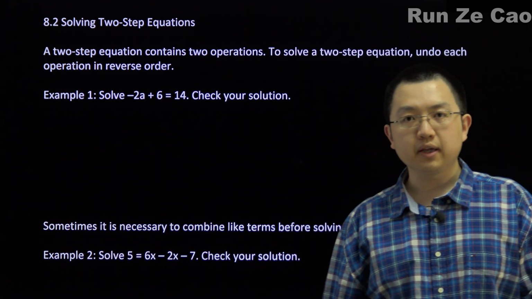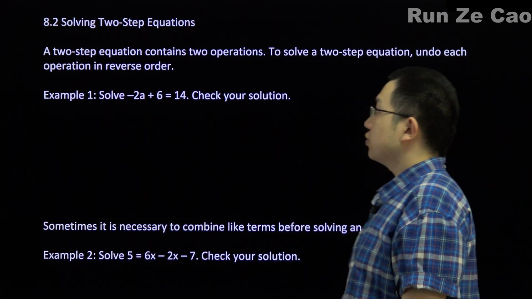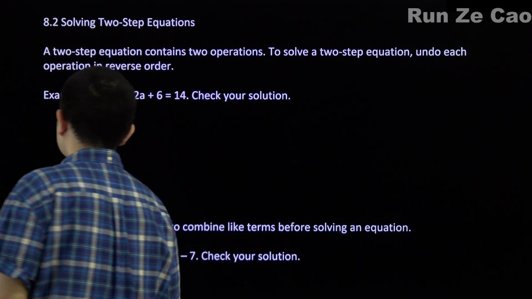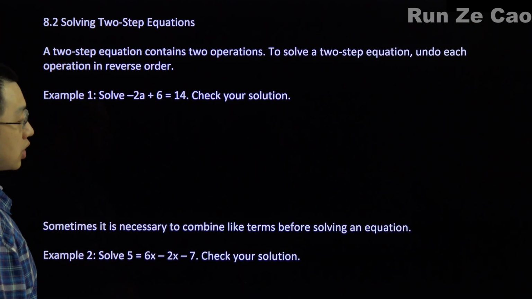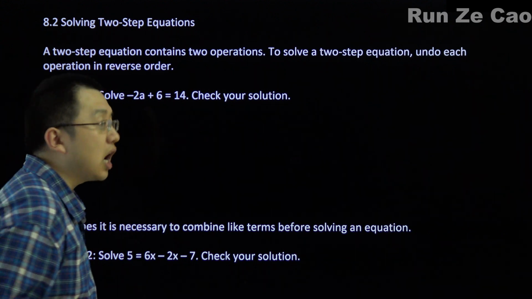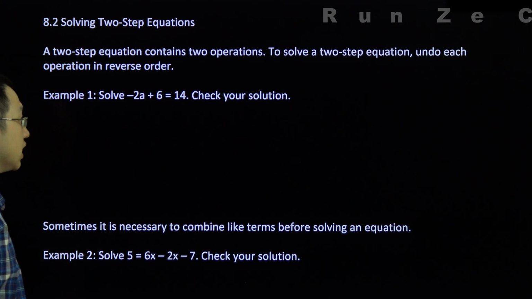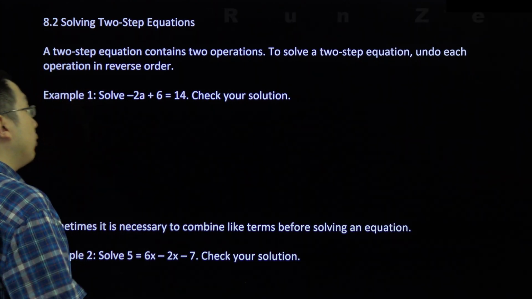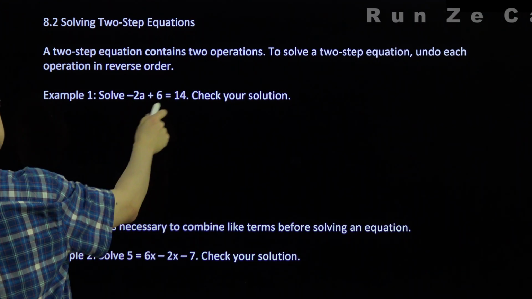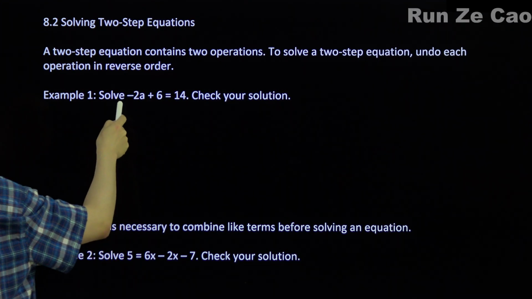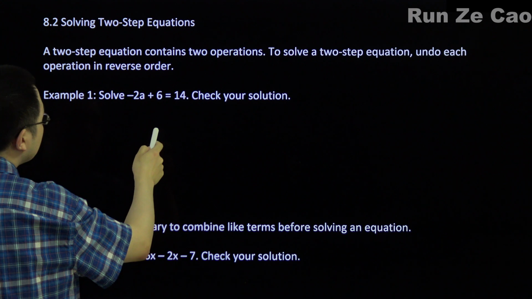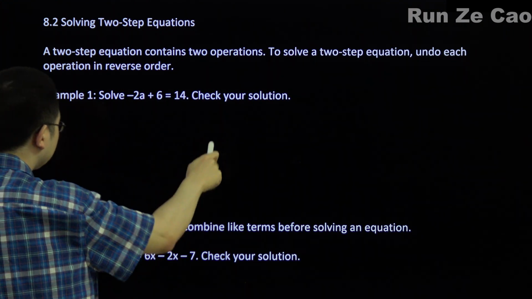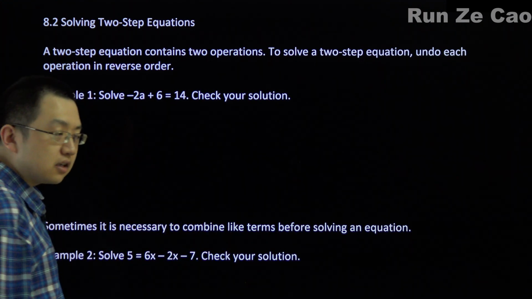Solving two-step equations. A two-step equation contains two operations. To solve a two-step equation, undo each operation in reverse order. Okay, what's the last thing that was done when you go negative 2a plus 6 equals something? What's the last thing you do?